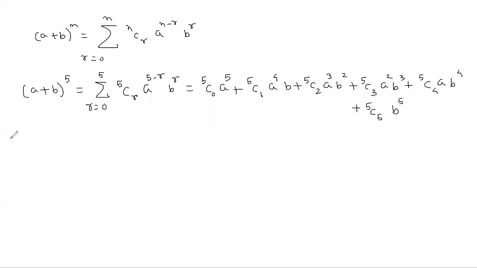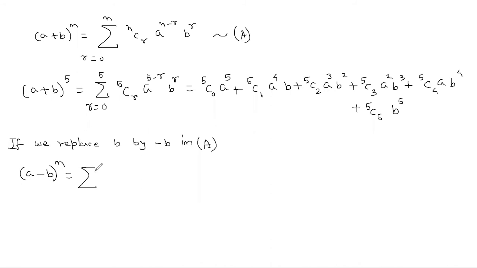Now, if we replace b by minus b, let us give it a name, let it be equation A. Then what do you get? You get the expansion of (a - b)^n. So what is it? It is the sum for r equal to 0 to n of nCr a^(n-r). Here what is our b? It is minus b. So I can write this as (-b)^r.